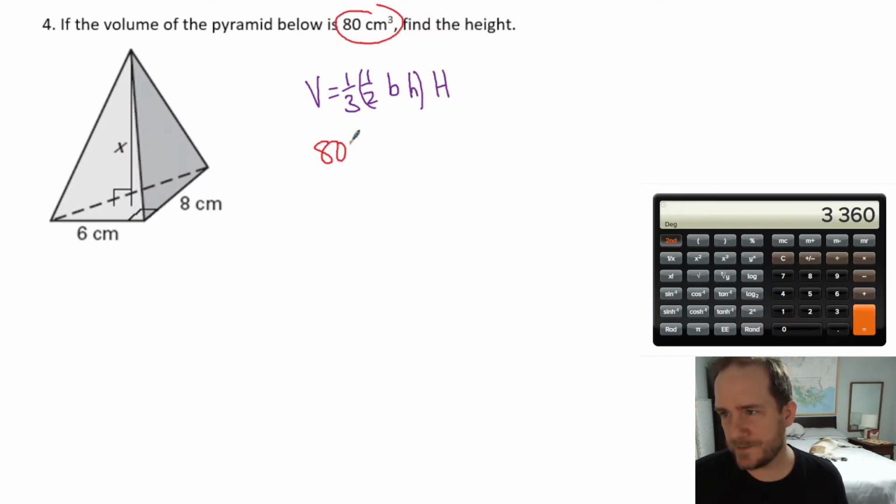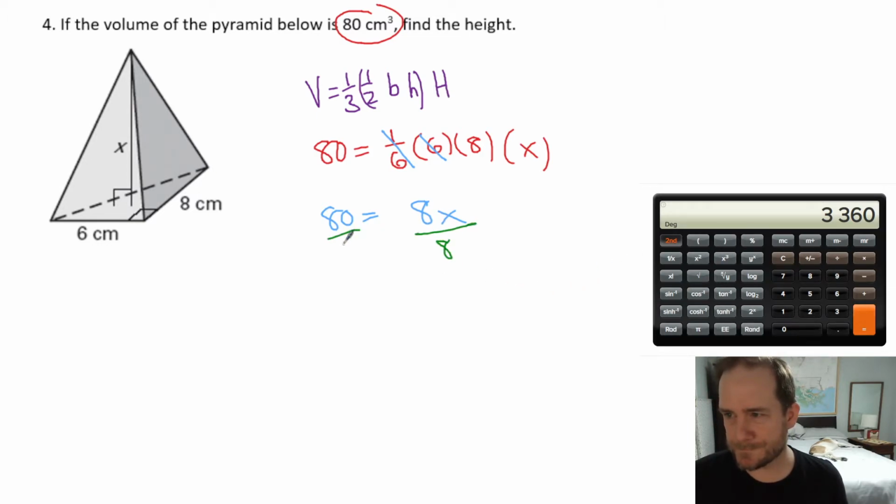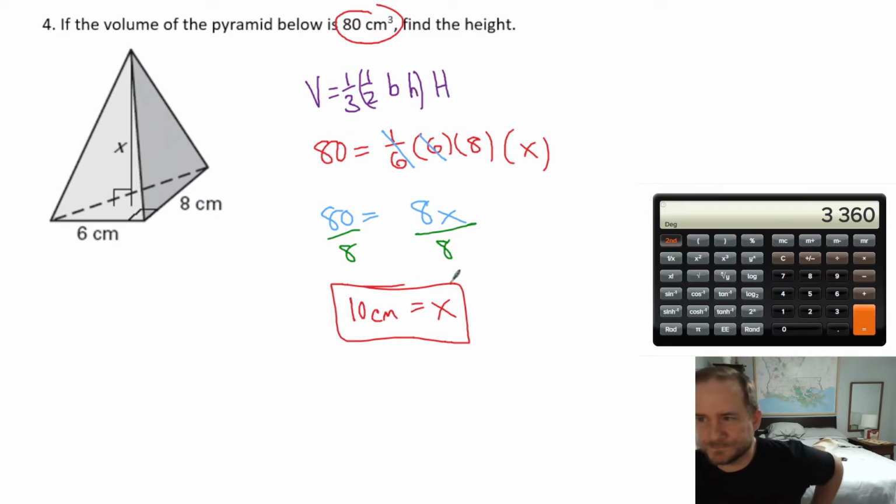So the volume is going to be 80. The 1/3 times the 1/2, I'm still going to let that be a 1/6. The base is 6. The height of the triangle is 8. And the height of the whole daggone pyramid is x. And x is what we're solving for. So we've got the 80. I can do 1/6 of 6 again, and that's just 1, and 1 times 8 is 8, times x is 8x. So to finally find the answer, you just have to divide by 8. And you end up getting 10. 10 what? 10 centimeters. And that's number 4. So we'll go on to the next one.